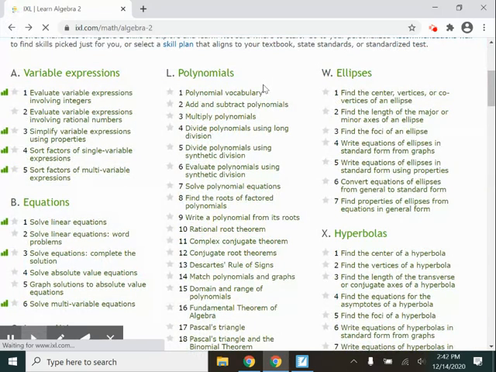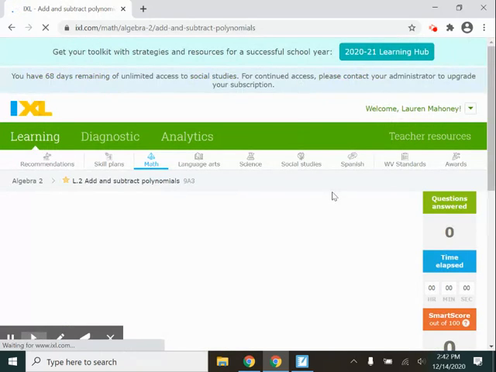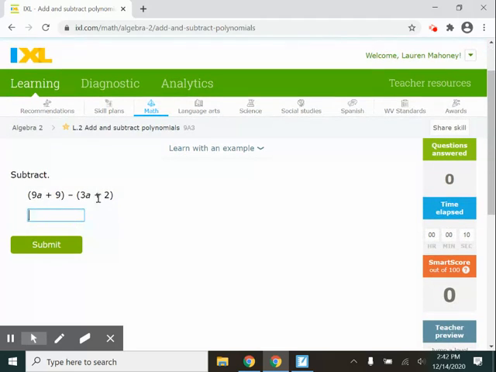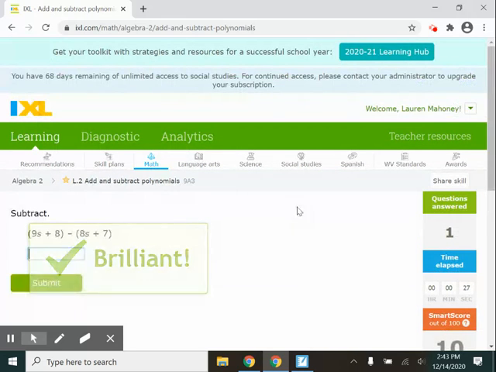L2 is adding and subtracting polynomials. The only thing that really makes this one difficult is when you have subtraction, you need to make sure that you subtract everything in the second set of parentheses. So for example, the 3a is going to become a negative and the 2 is going to become a negative. So when I combine these like terms, I'm going to have 9a minus 3a, which is 6a, and then 9 minus 2, which is going to give us a plus 7. So this solution is going to be 6a plus 7.